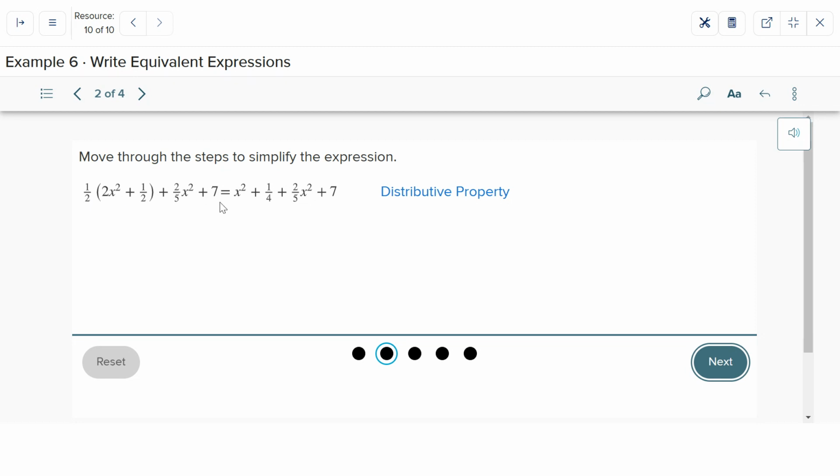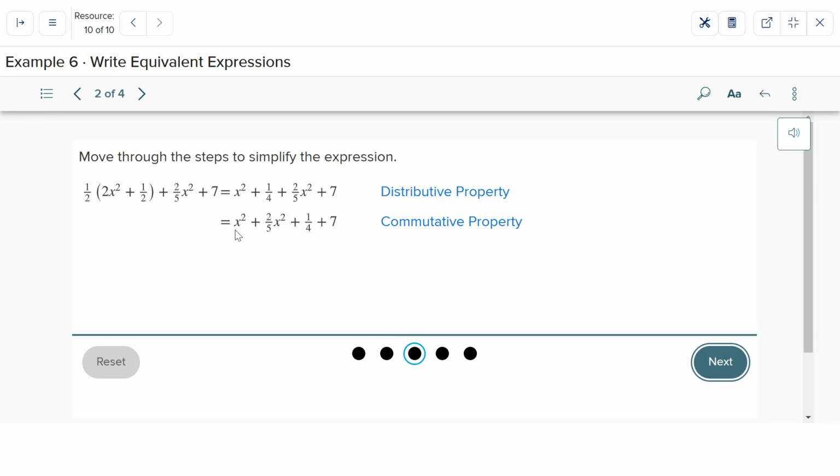Then we are using the distributive property here to factor this out. So we've got x squared. That comes from multiplying 2 by 1/2. That leaves us with just x squared instead of 2x squared. And then plus 1/4. That 1/4 comes from 1/2 times 1/2. And then this stuff was all already there, so we leave that alone.